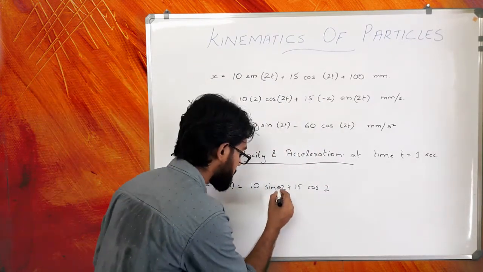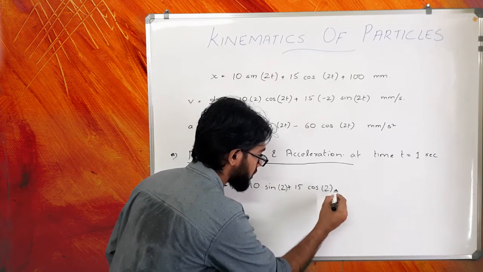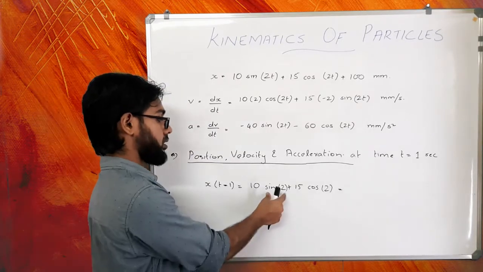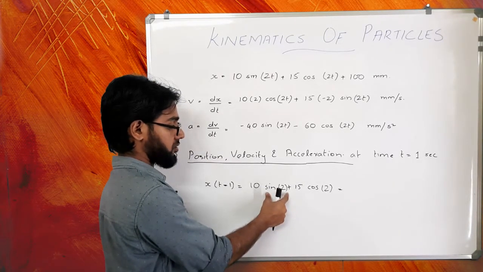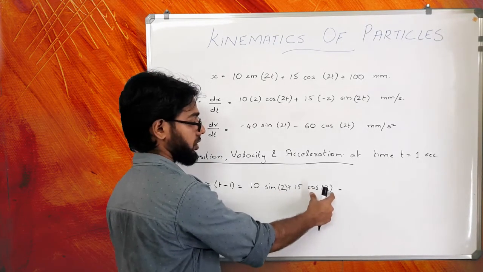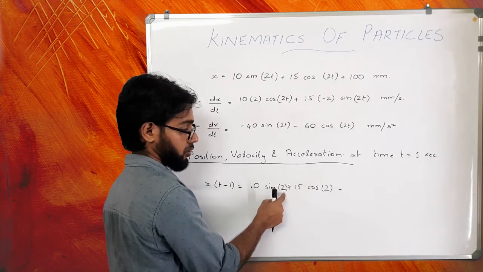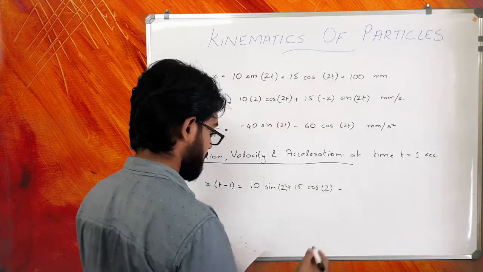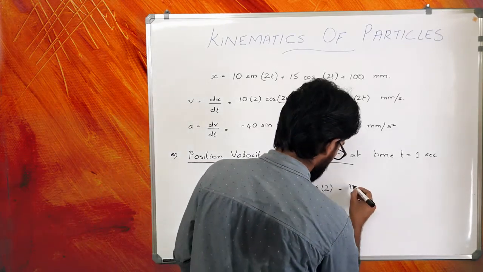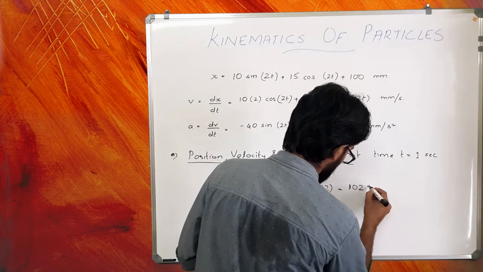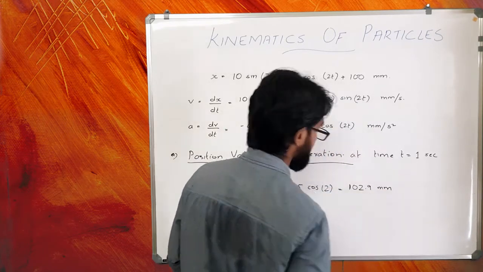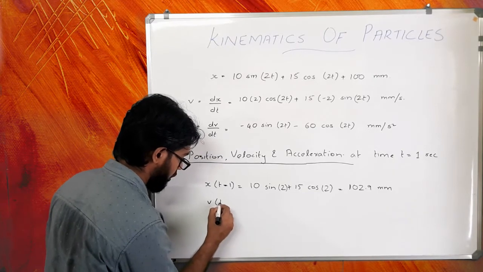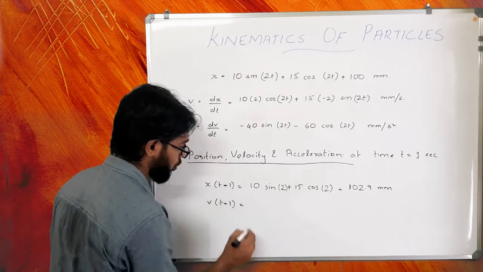Now, remember one thing, while doing these corresponding calculations in a calculator, use radians. Okay, this corresponding values shall be in radians. So, if you solve this, you will have an answer of 102.9 millimeter.